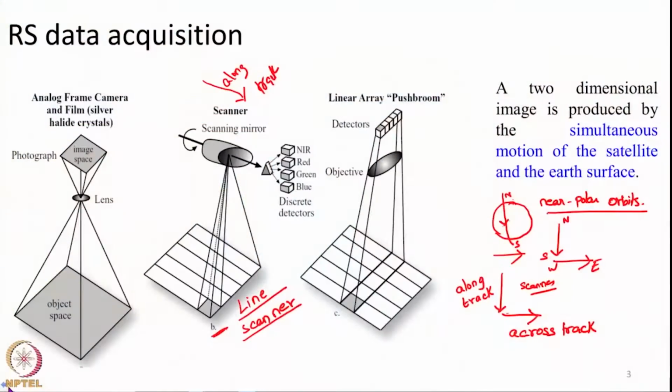So push broom scanners, yeah, it is given here, push broom. Okay, so it will have, say, n number of detectors in the across track direction. They will be collecting image from all the pixels in this line together simultaneously.